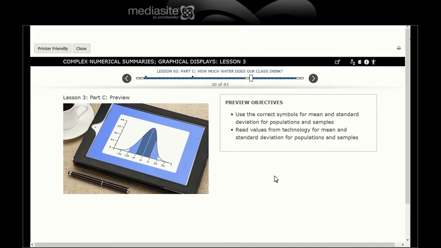Okay, here we go. So today, in this preview assignment, we will use correct symbols for mean and standard deviation between population and samples, and read values from technology for mean and standard deviation for populations and samples. So first things first, let's look at symbols.